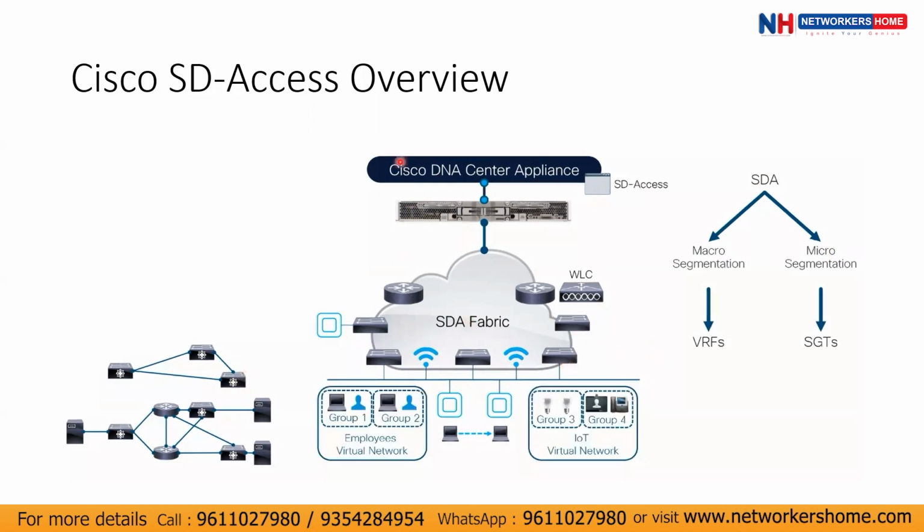So same like here in this diagram, you can see we have group 1, group 2, and we have a virtual network of employees, and we have a virtual network of IoT, right? And we have group 3 and group 4. So in group 3, we have 2 bulbs. In group 4, we have 1 IP phone and one meeting console, right? Here in group 1, we have 1 laptop, and in group 2, we have another laptop with a user.